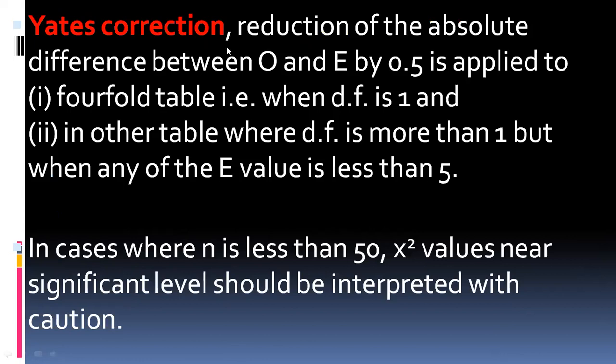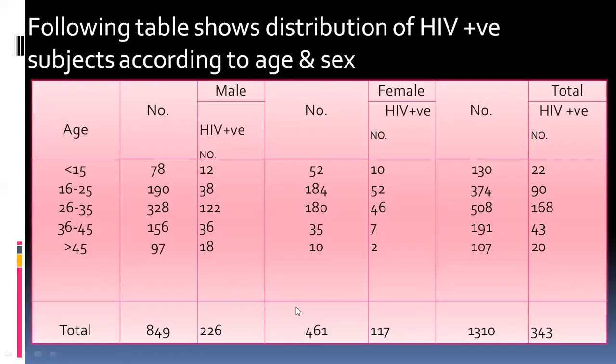Now coming to the Yates correction, that is the reduction of the absolute difference between observed and expected by 0.5. It is applied when there is a four-fold table, meaning degree of freedom is 1, with 2 columns and 2 rows. That is called a four-fold table, or also a 2 by 2 table or contingency table. In other tables where degree of freedom is more than 1, but when any of the E values is less than 5, then the Yates correction is applied. In cases where n is less than 50, chi-square values near significant levels should be interpreted with caution. So we need to see the number of cases.